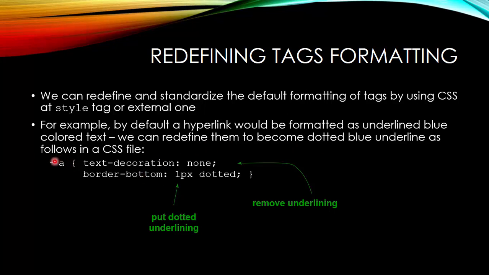Instead of putting the class or the ID, we put A without a dot or hash. This means all links will be formatted with no underline. Text decoration none here means remove the underline. But we put the underline as a bottom border, 1 pixel size, dotted. So in this case, we change the rendering of links to become a dotted underline in our HTML page.